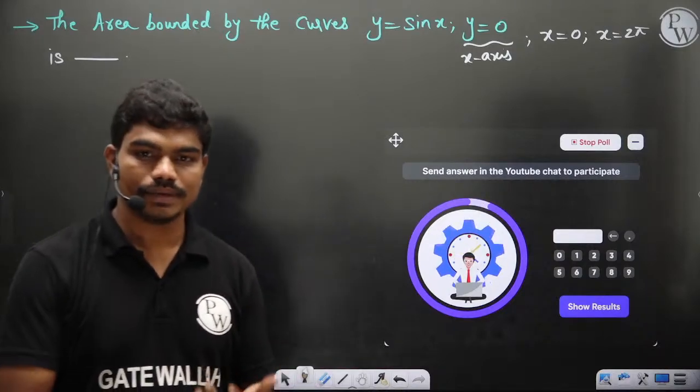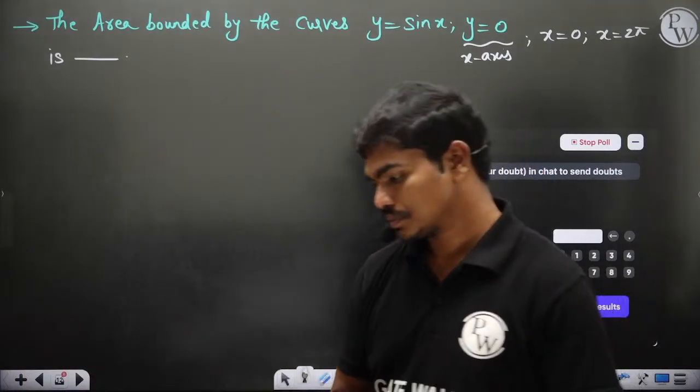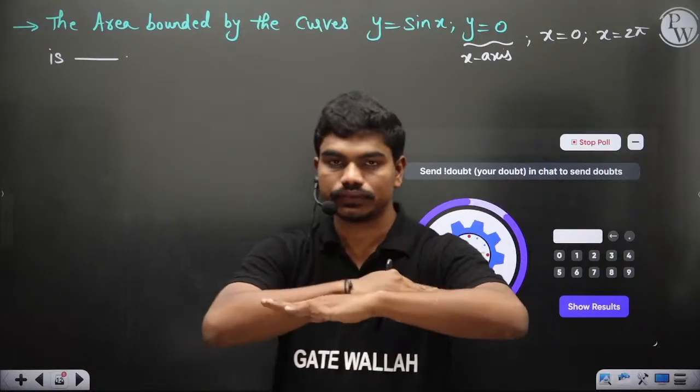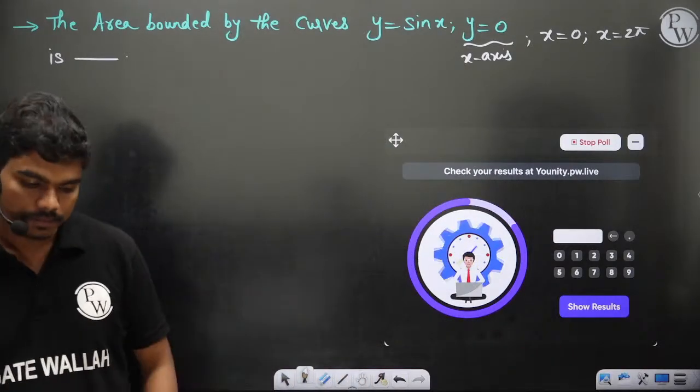I understand, because people are tempted to take region 4 in that. But the x-axis, which is y equal to 0, is not a boundary. Come on, do this question.